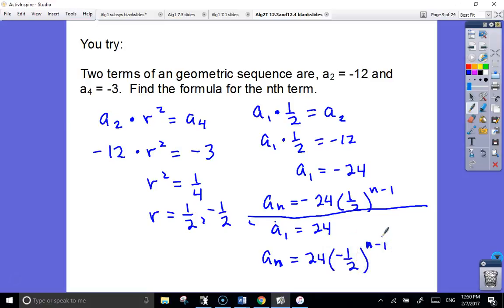Now let's just make sure that it works. Right? If I plug in 2, then I get -1/2 to the first, which is -1/2, times 24, -12. That works. If I plug in 4 for n, then I get -1/2 to the third, which is -1/8. 24 times -1/8, -3. So either one actually would fit this. They're not the same, because the -1/2 there is alternating signs, right, and the other one is not. It's just straight negative. But it works.